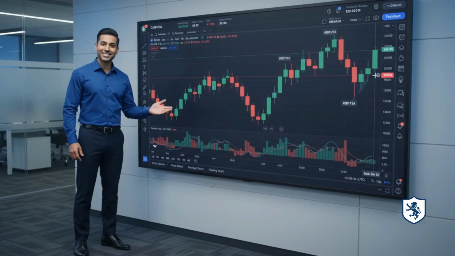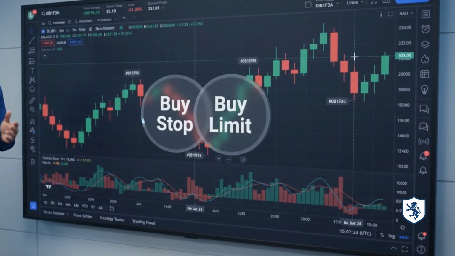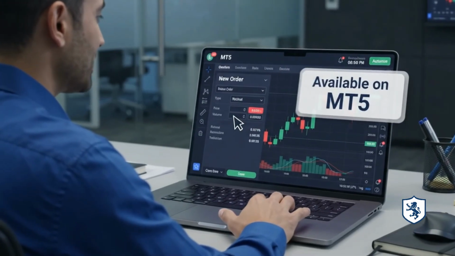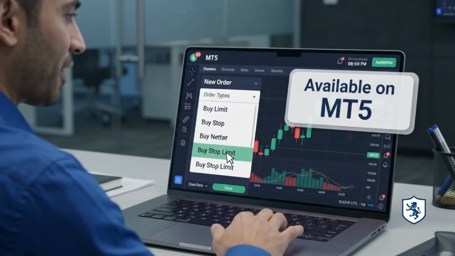Now that we know what buy stop and buy limit orders are, let's discuss the pending order that combines the two. This is the buy stop limit, and for now it is only available on the MT5 platform.